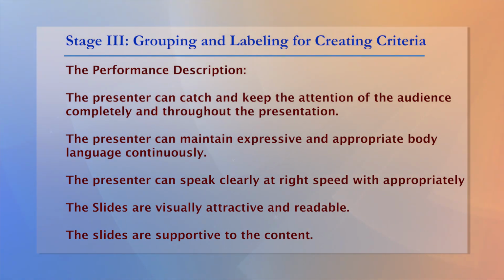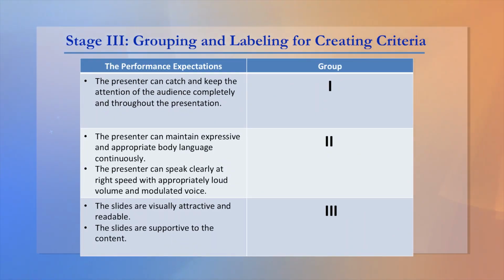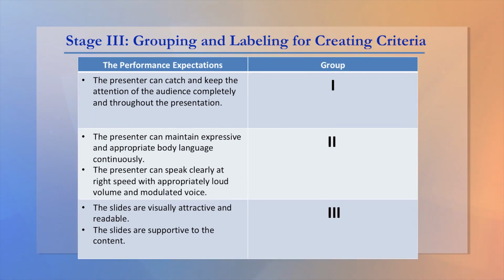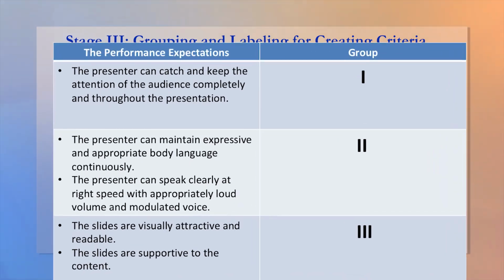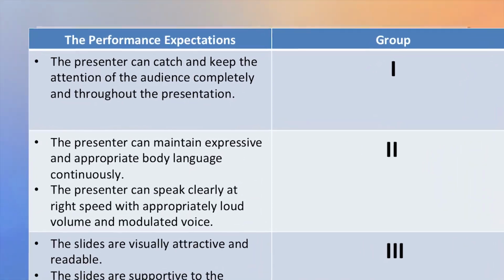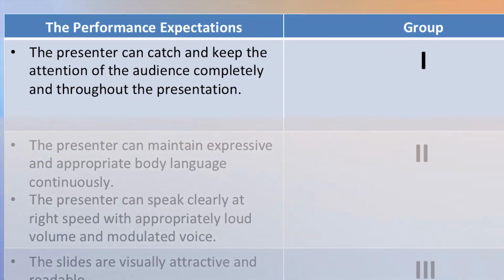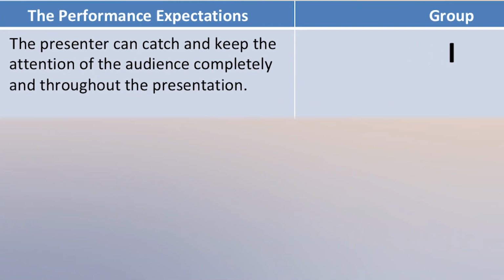Now, let us understand this by making different groups of the highest level of performance expectations which are displayed on your screen. Here, we may distribute these 6 performance expectations into 3 groups. The expectation that the presenter can catch and keep the attention of the audience completely and throughout the presentation may be kept under group 1.